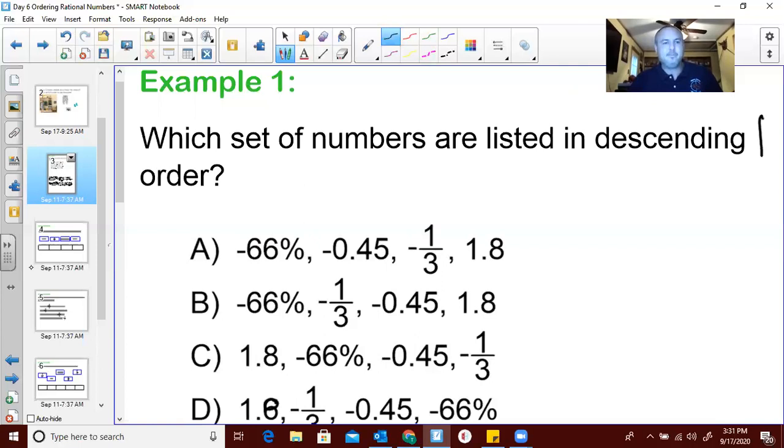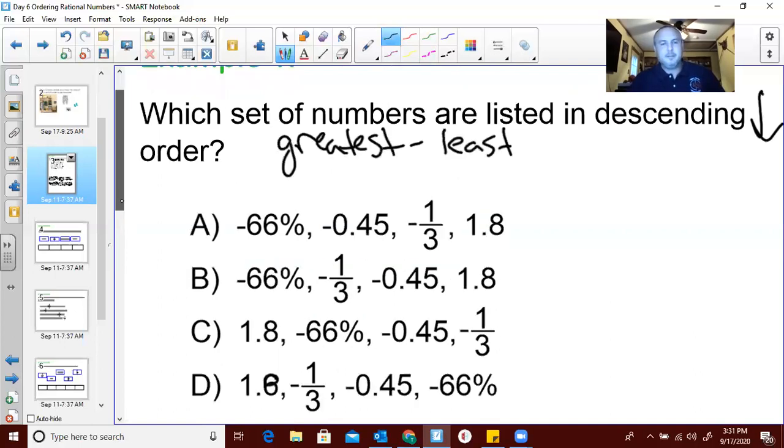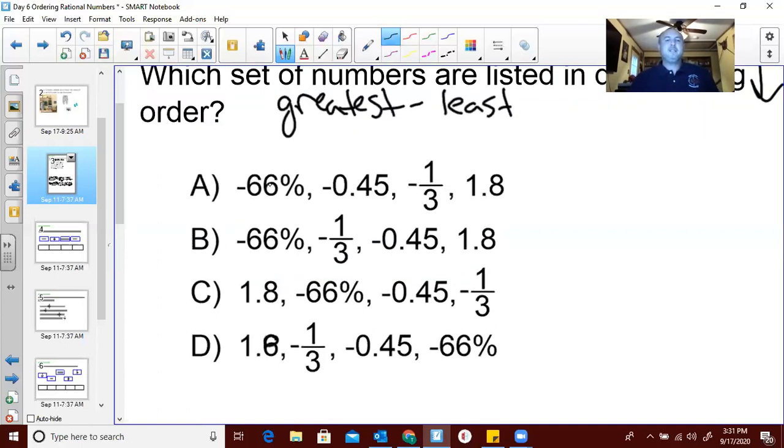Descending, going down. So we're going from greatest to least. All right, and we're going to come back to that. So we read the question first, descending. You look at these four possibilities, there's the same four numbers, they're just in different orders. So what I'm going to do is make a list. I saw another teacher do this, so I think it's a really good trick. So I have negative 66%, negative 0.45, negative 1/3, and 1.8.